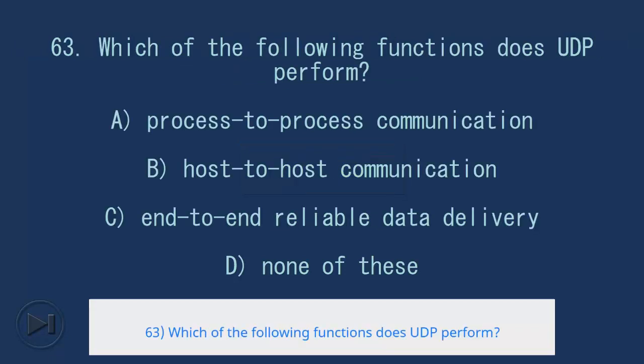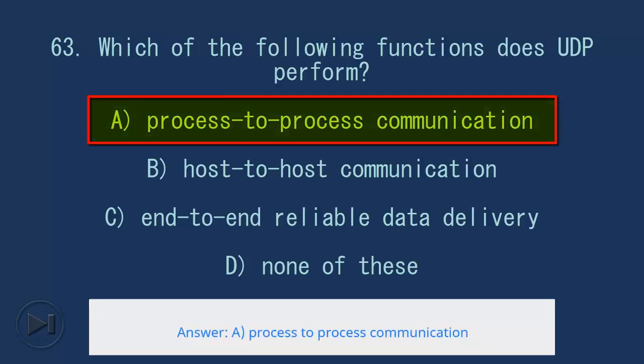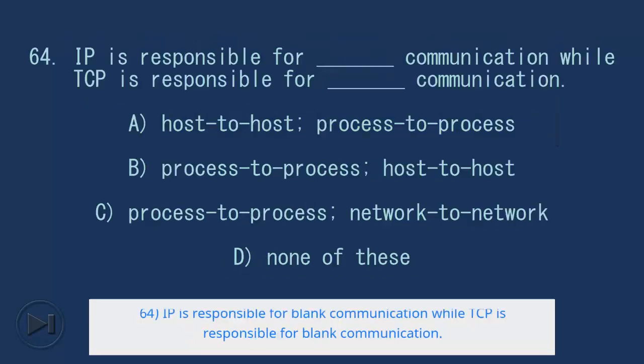63. Which of the following functions does UDP perform? A, process-to-process communication. B, host-to-host communication. C, end-to-end reliable data delivery. D, none of these. Answer, A, process-to-process communication. 64. IP is responsible for blank communication while TCP is responsible for blank communication.